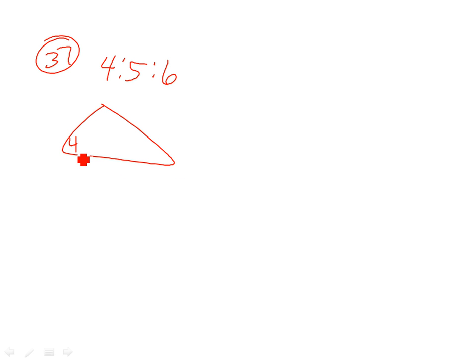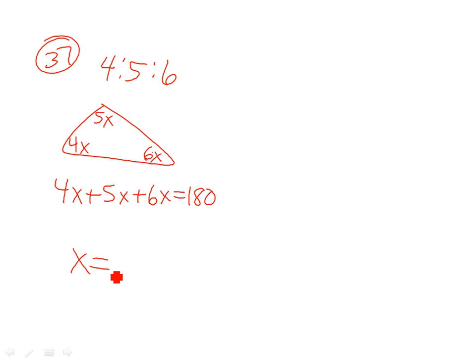Instead of just this angle being 4, what's it going to be? 4x. This angle? What's our equation going to be? 4x plus 5x plus 6x equals 180. If somebody solves for x for me here in a second, I'll do one more problem while they're solving for x. Somebody got one more off of this one that they want to see?